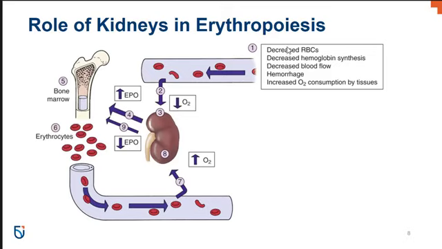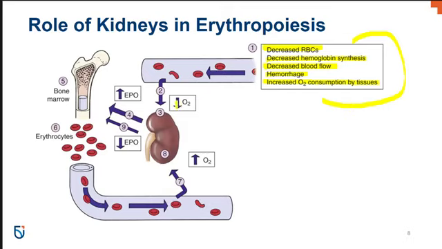Let's say there's some circumstance where there's a reduction in the amount of red blood cells in the body for some reason, or maybe there's less hemoglobin synthesis, or tissues, or the kidneys even, are not getting the normal amount of blood flow. Maybe the person's bleeding. Maybe we're using more oxygen than we are able to easily replace. But in any case, in all of these events, the body does not have enough red blood cells or enough oxygen available in it, and the kidneys pick up on this.